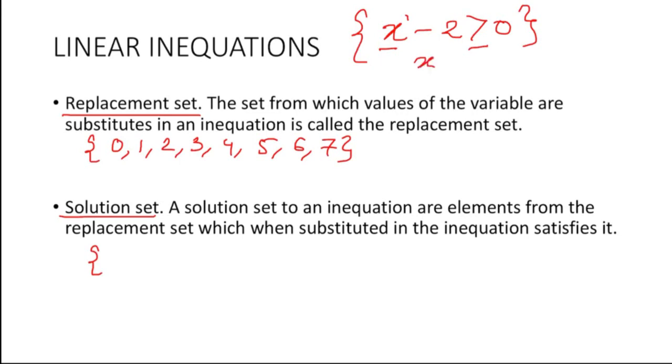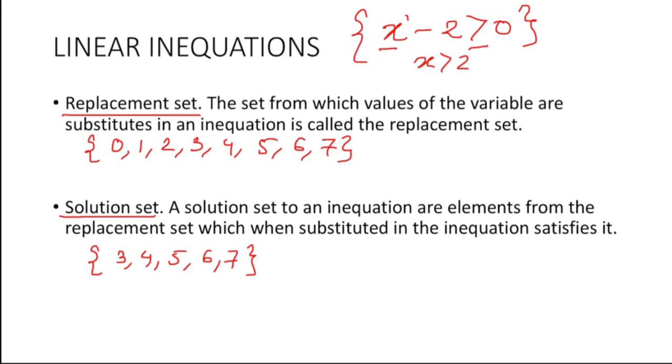So x minus 2 greater than 0 means x is greater than 2. So the solution set for this replacement set and this inequation would be values that are greater than 2. So values such as 3, 4, 5, 6 and 7 would be the solution set for this inequation for the given replacement set. So replacement set, solution set and the inequations are closely connected to each other.